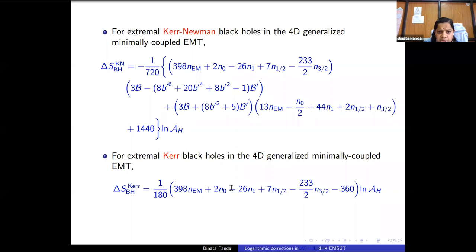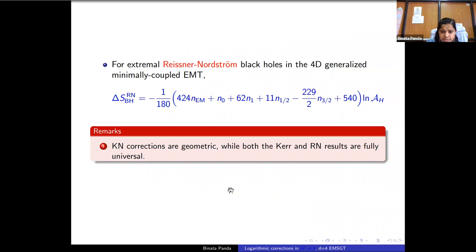So this is our final result for the extremal Kerr-Newman black holes in a four-dimensional generalized minimally coupled Einstein-Maxwell theory. So, as you said, the Kerr-Newman corrections are geometric.